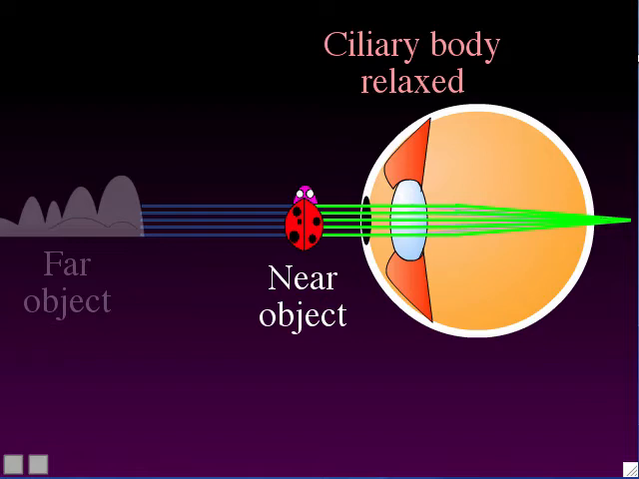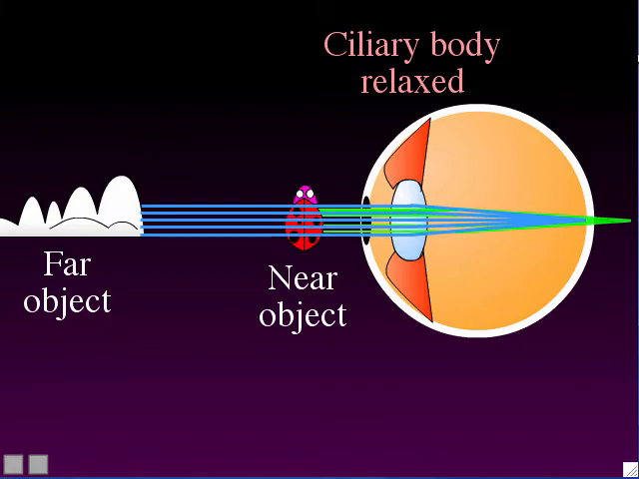Okay, actually, let me bring the far object focal point back into the picture here. There we go. So when the ciliary body muscle is relaxed in your eye, far object focal points are on the retina, and near object focal points are behind the retina. So when you are relaxing your ciliary body muscle, the far objects are in focus and the near objects are out of focus. And let me pause here for a second.